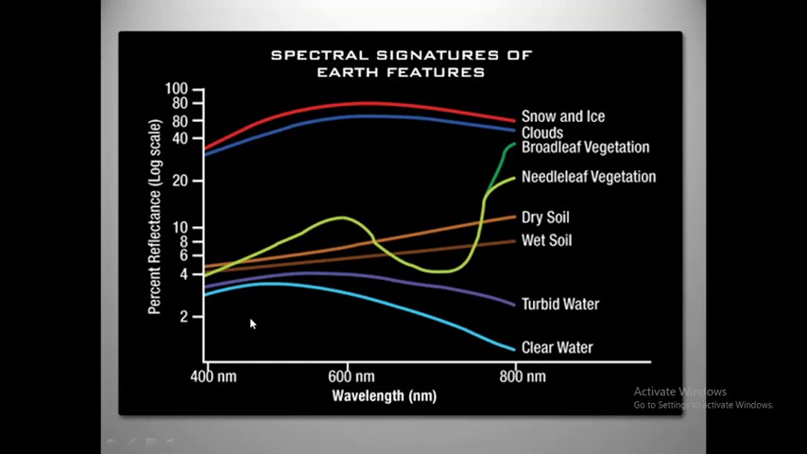Different Earth's materials have different spectral signatures. As you can see in the diagram, the dry and the wet soil have different spectral signatures, and the turbid and the clear water have different spectral signatures because they absorb and reflect light from various wavelengths differently. This helps us differentiate between them by looking at their reflection and absorption behavior.